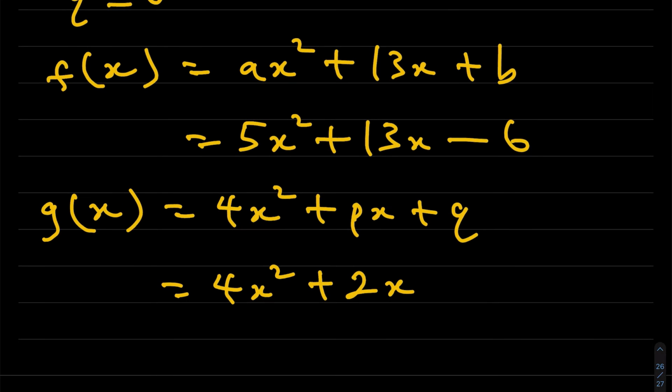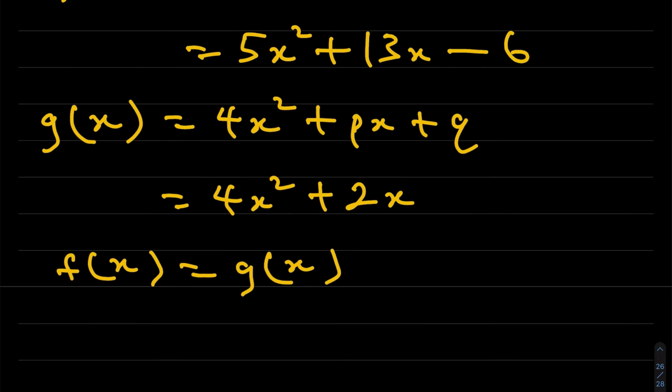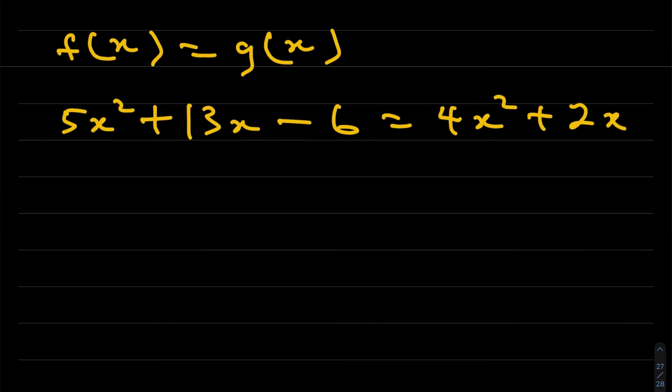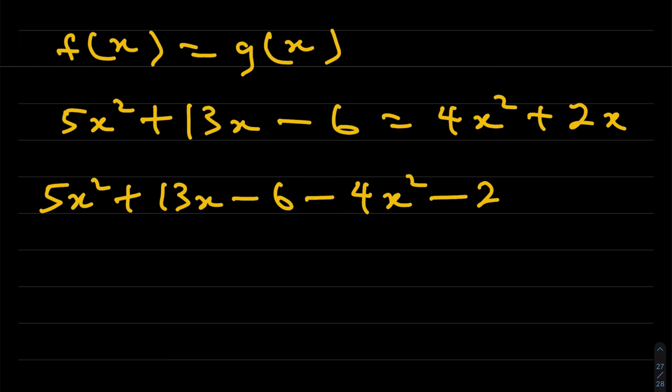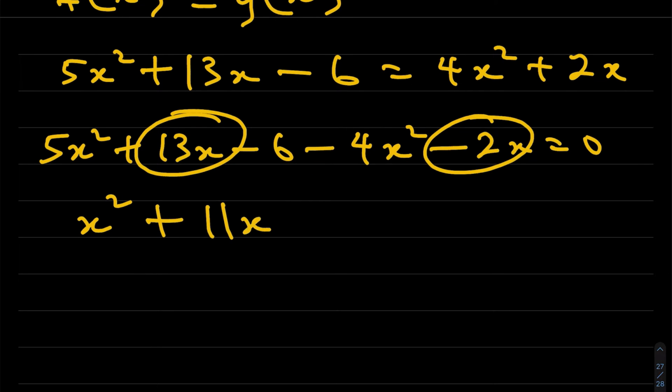And now for what values of x is f of x equal to g of x? If f of x equals g of x, that simply means 5x squared plus 13x minus 6 equals 4x squared plus 2x. Now, I can bring the whole of the left hand side to the right hand side, and I'm going to get 5x squared plus 13x minus 6 minus 4x squared minus 2x equals 0. 5x squared minus 4x squared, that's x squared. 13x minus 2x, that's 11x, and then minus 6 equals 0.